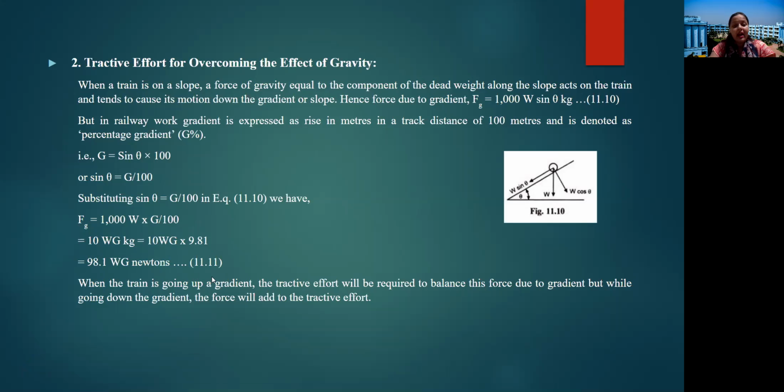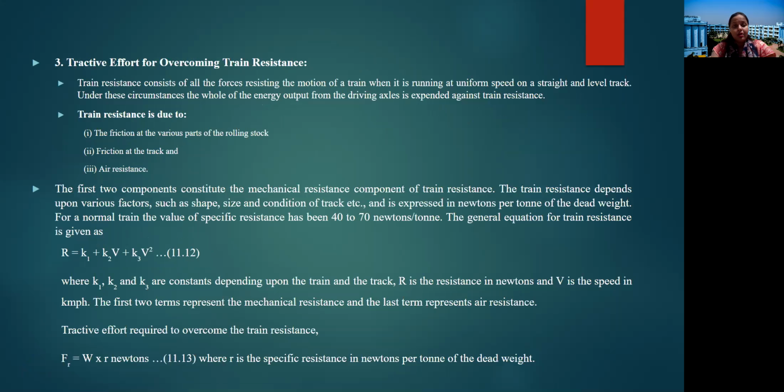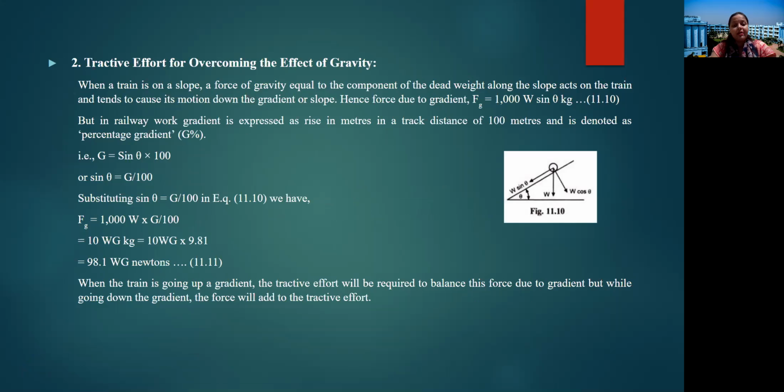When the train is going up a gradient, the tractive effort will be required to balance this force due to gradient, but while it's going down, the force will add to the tractive effort. So for upward direction, the Fg will be minus, and for downward direction, Fg will be plus.